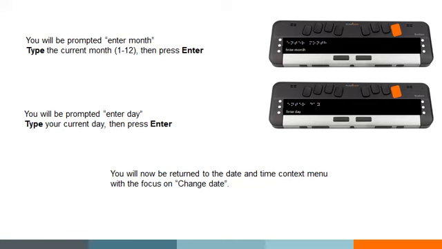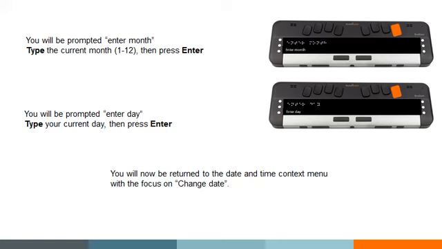And then you will be presented with enter day. And at this point, type in your day and press enter, and you will then have your date set. So it's very straightforward in terms of setting your date. Again, once you press enter after you've entered that day, you'll be placed back in the context menu. Your focus will be on the change date option.